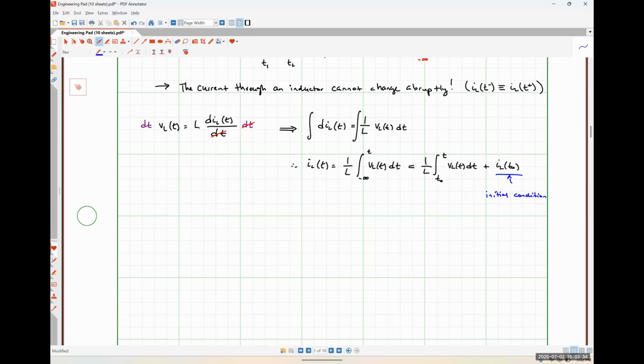What I mean by that is that the inductor's current value in the present is dependent on what its value was in the past, represented by this initial condition. Okay.